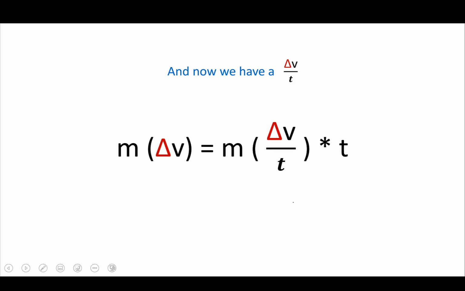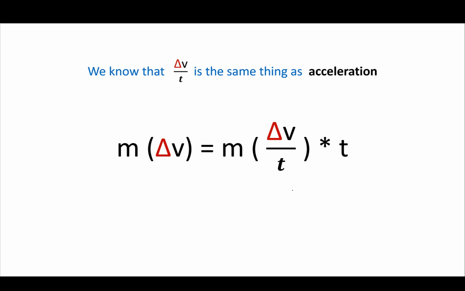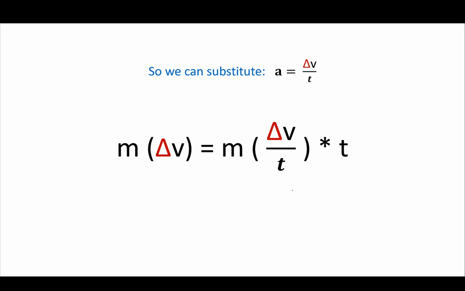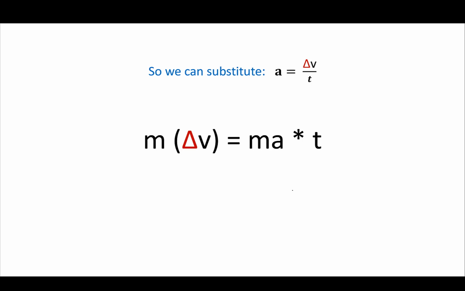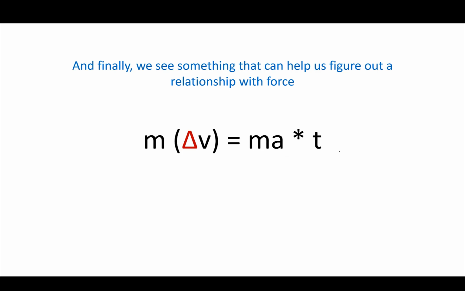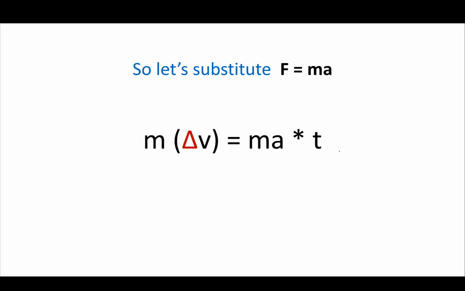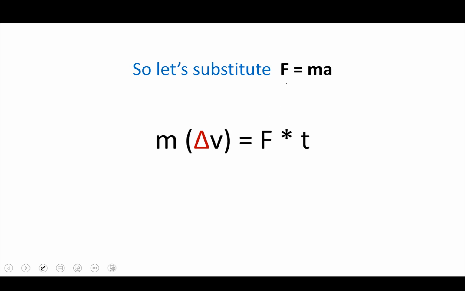But now we have a delta v over t, and maybe you've seen this before. Delta v over t, that should look familiar, because the change of velocity over time is the same thing as acceleration. So we can substitute. Acceleration is equal to the change in velocity over time. So acceleration can go in these parentheses. And now I'm going to clean it up a little bit. We have that mass times the change in velocity, the change in momentum, is equal to mass times acceleration times time. And finally, we see something that can help us figure out a relationship with force, because we know that F equals ma. So right here, ma, that is the force. Bam.